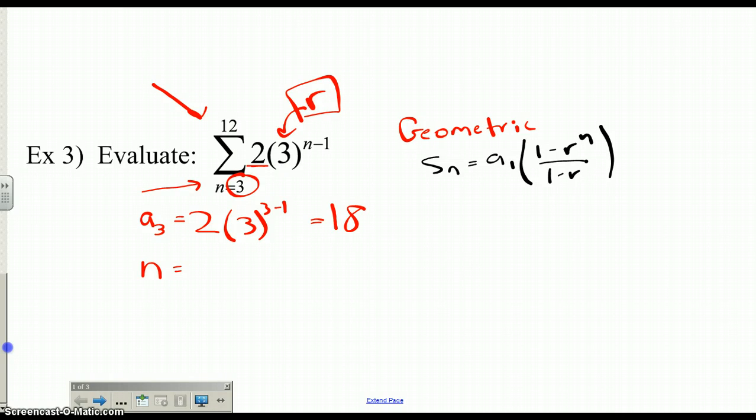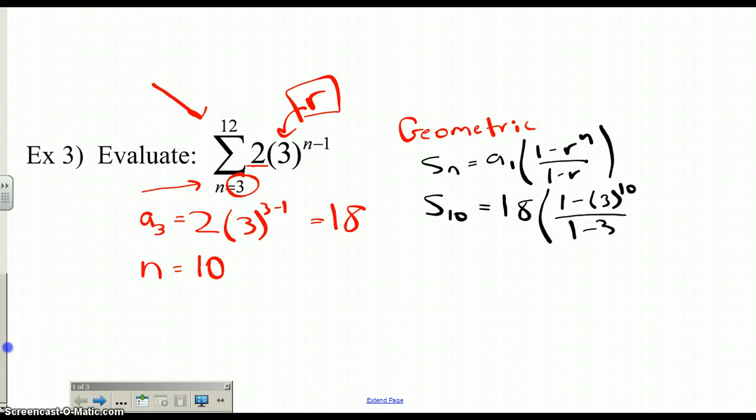You've got to take 12 minus 3 and then add 1. So 12 minus 3 is 9. Add 1, which is 10. And now we can plug it in the formula. So I have S sub 10 equals a sub 1, in this case, which is the first term of what we're adding up, 18, times 1 minus the constant ratio, which is 3, to the n, which is the number of terms, 10, all over 1 minus 3. If you do this calculation, you should get 5, 3, 1, 4, 3, 2.